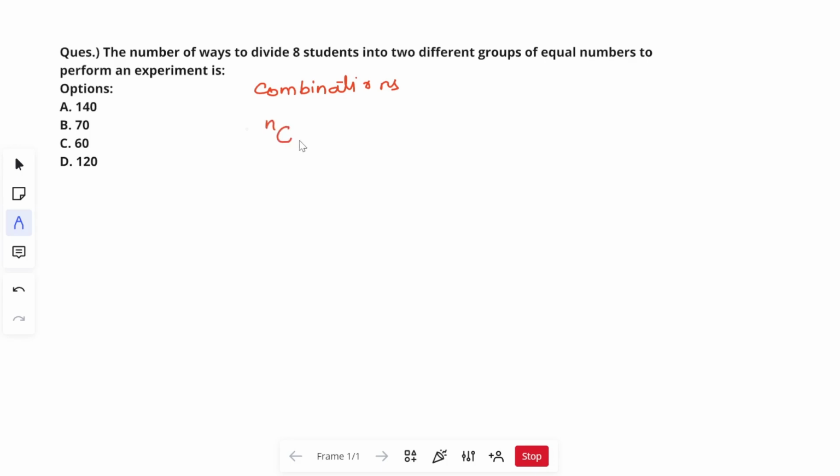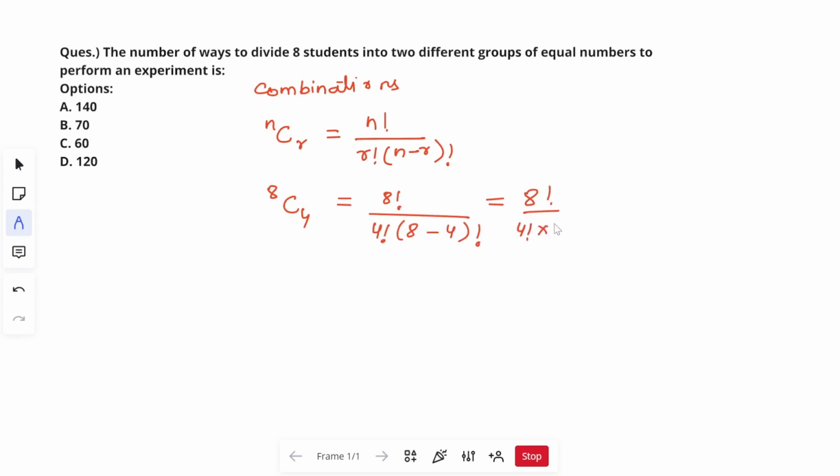If you remember, there is a formula that nCr is equal to n factorial divided by r factorial into n minus r factorial. We are going to use the same formula. So in our case, n value is what? 8 students are there, and we have to make 2 different groups of equal numbers, which means 4, right? So how many combinations will form? We will have to calculate that. So 8 factorial divided by 4 factorial into 8 minus 4 factorial, which is going to be 8 factorial divided by 4 factorial into 4 factorial. This can be written as 8 7 6 5 into 4 factorial, and this will be 4 factorial into 4 3 2 1.